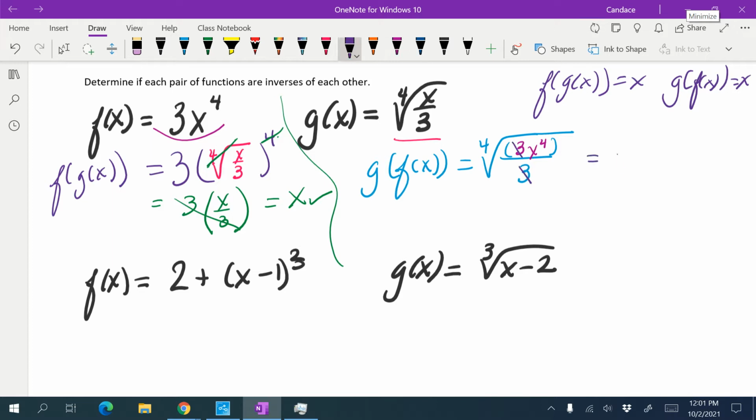So we've got the fourth root of x to the fourth. And then the fourth root of x to the fourth would just be x. So it looks like this works. So this pair are inverses.